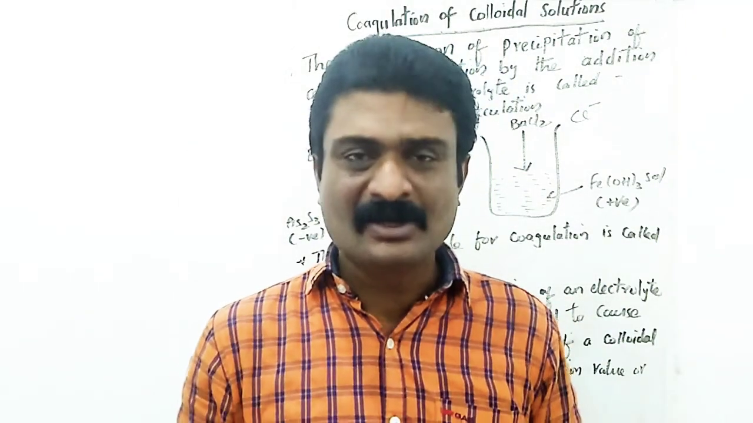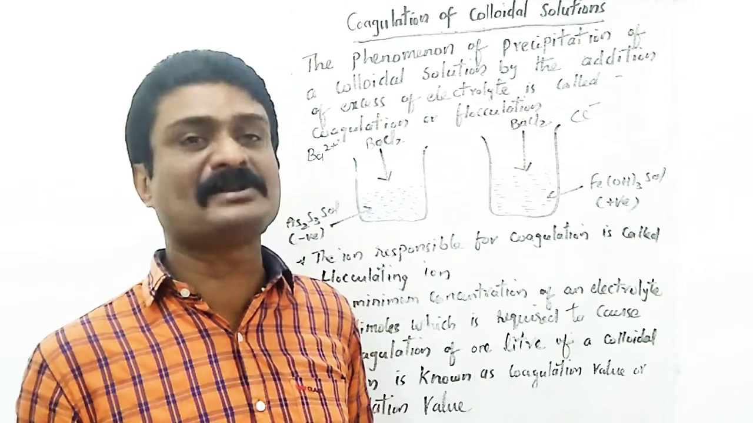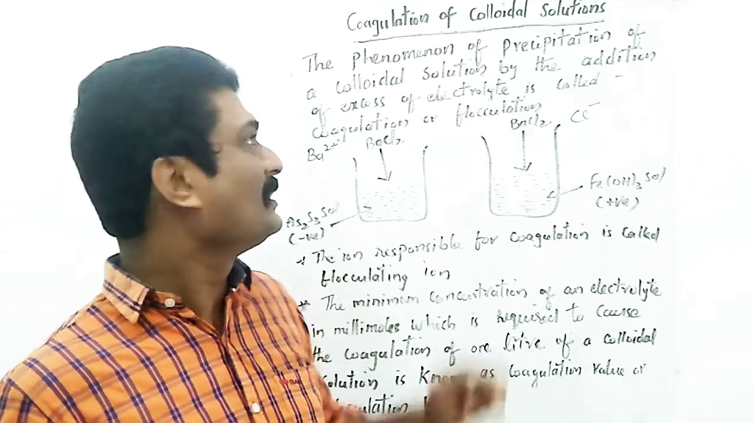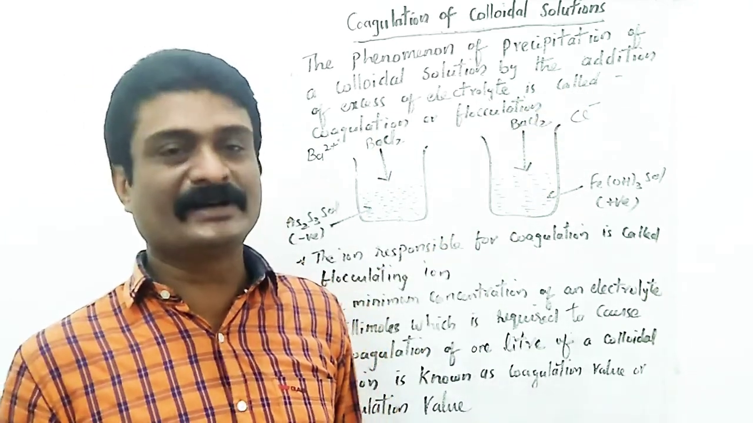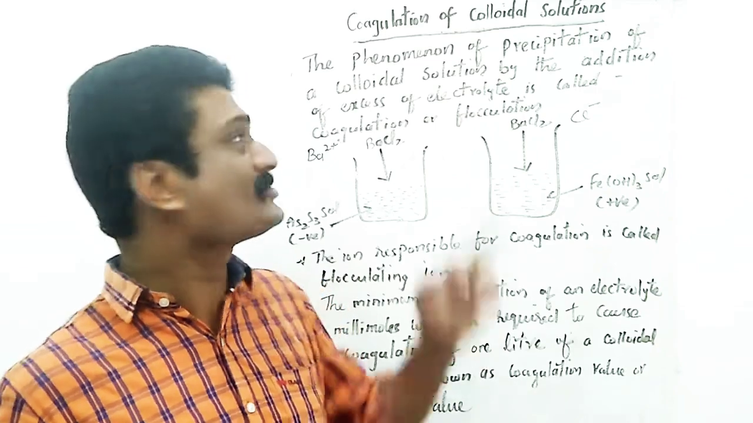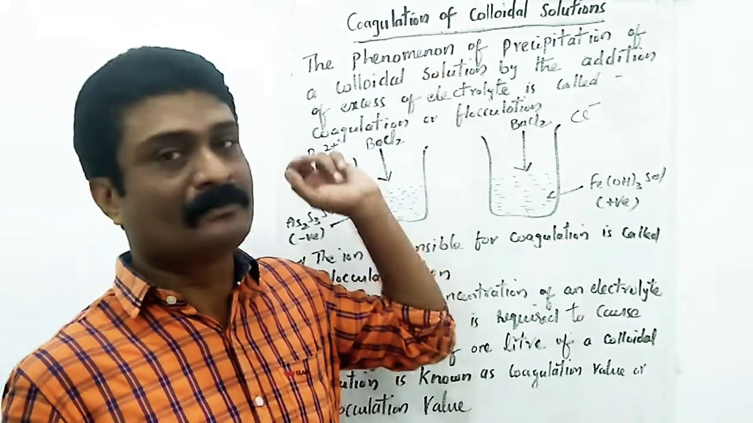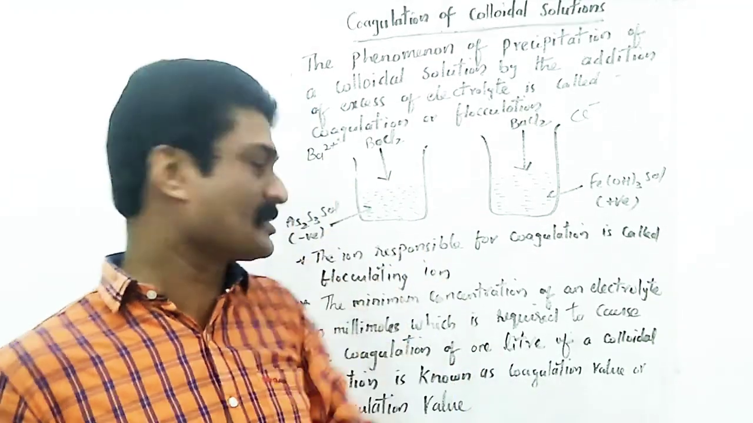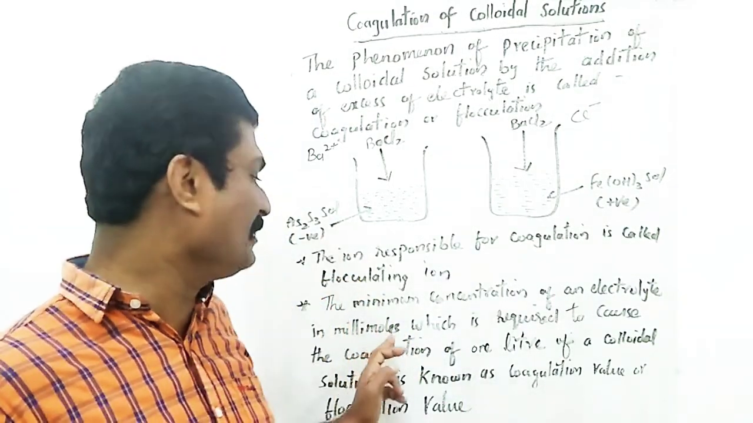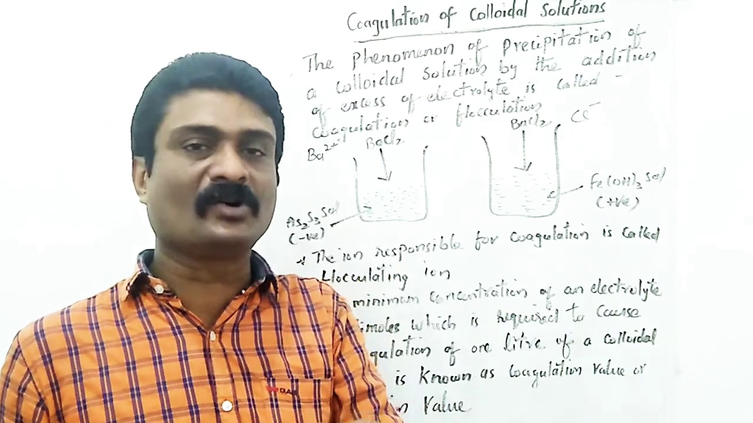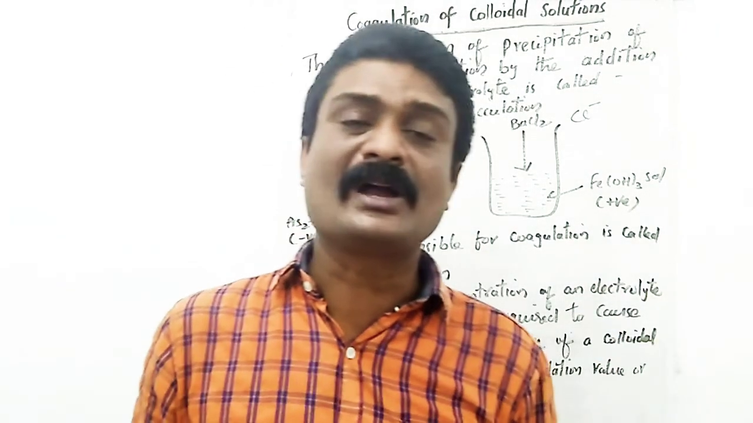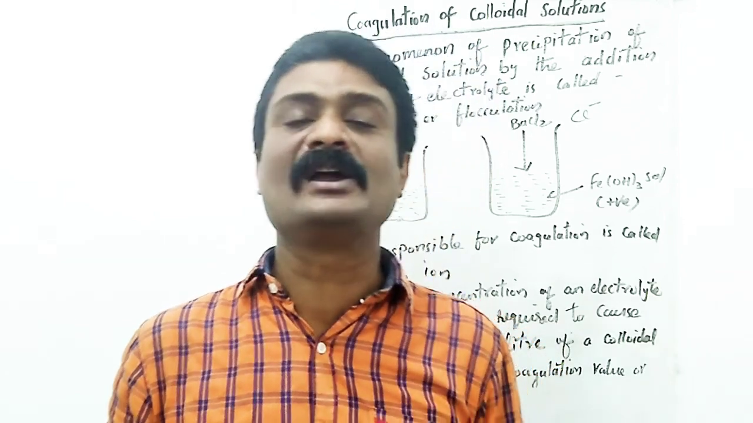Then what is meant by coagulation? The phenomenon of precipitation of a colloidal solution by the addition of a large excess of electrolyte is called coagulation or flocculation. The minimum concentration of an electrolyte in millimoles, which is required for the coagulation of 1 liter of a colloidal solution, is known as the coagulating value or flocculating value of the electrolyte.